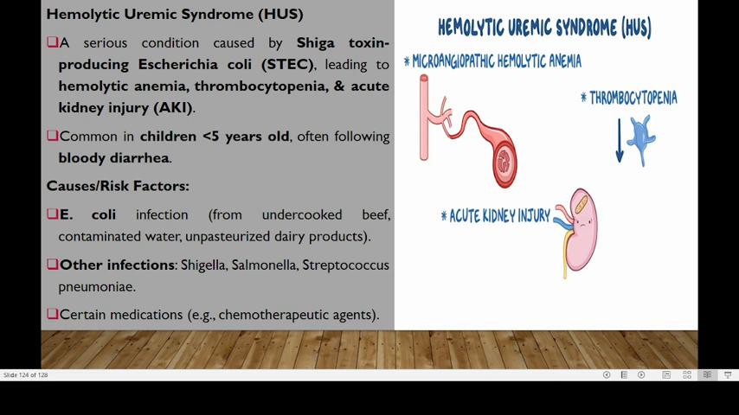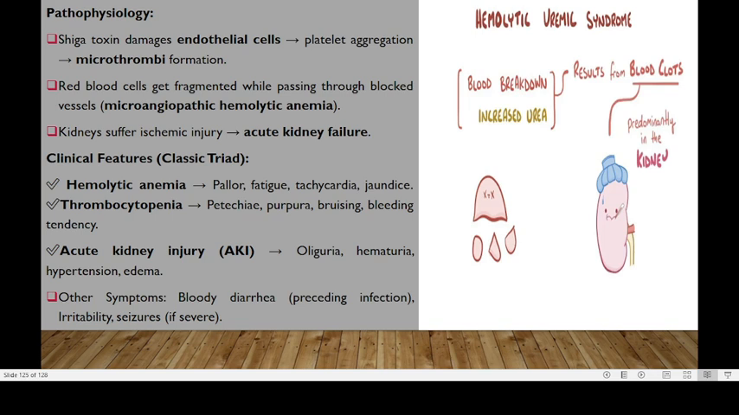E. coli infection, that is from uncooked beef, contaminated water, and unpasteurized dairy, or other infection like Shigella, Salmonella, Streptococcus pneumoniae. Certain medication, e.g. chemotherapeutic agents, could be some of the risk factors. So Shiga toxin damages endothelial cells, which leads to platelet aggregation and microthrombi formation. Red blood cells get fragmented while passing through blocked vessels, that is microangiopathic hemolytic anemia. Kidneys suffer ischemic injury, so that leads to acute kidney failure.